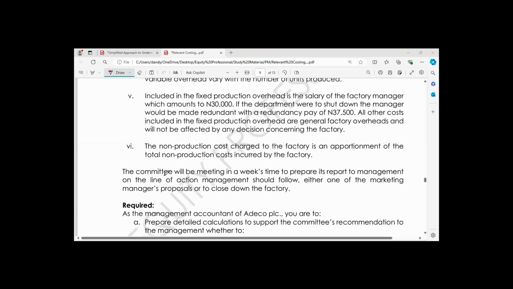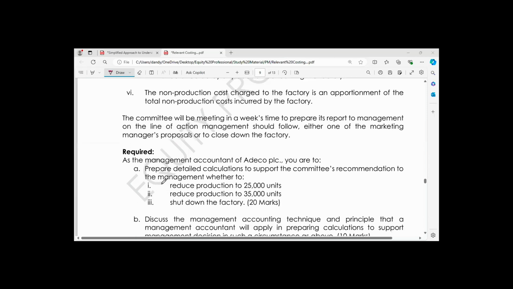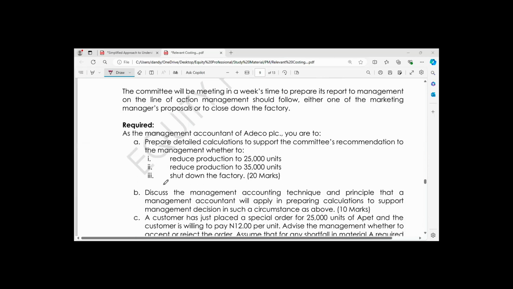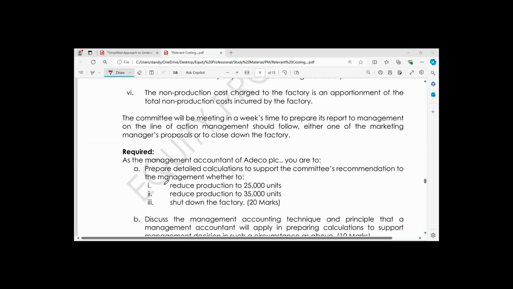If the departments were to shut down, the manager will be made redundant with a redundancy pay of 7,500 naira. All other costs included in the fixed production overhead are general factory overhead and will not be affected by any decision concerning the factory. 6. The non-production cost charged to the factory is an apportionment of the total non-production cost incurred by the factory.